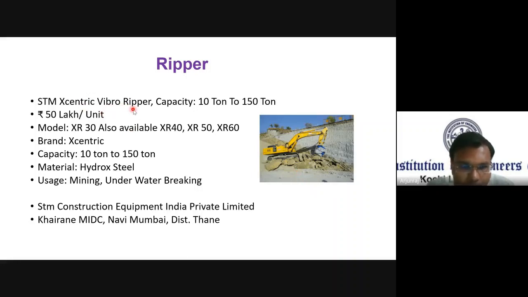You also have the ripper. I told you you have hydraulic ripper as well as a vibro ripper. Vibro ripper comes around close to 33 lakhs. When you go for hydraulic ripper, sometimes the cost will be higher, but even here, depending upon the capacity of the vehicle, the cost is going to be higher. So when you go up to 150 ton, then the cost will be going up to 50 lakh per unit.